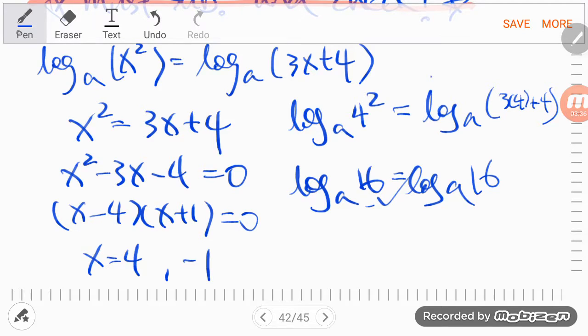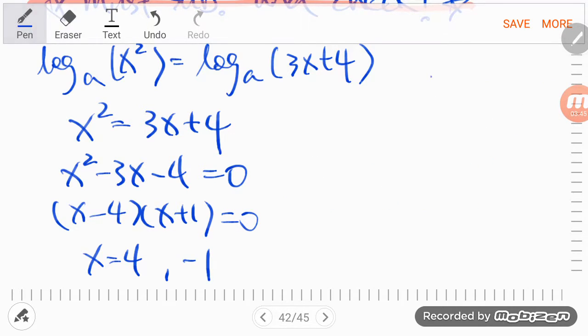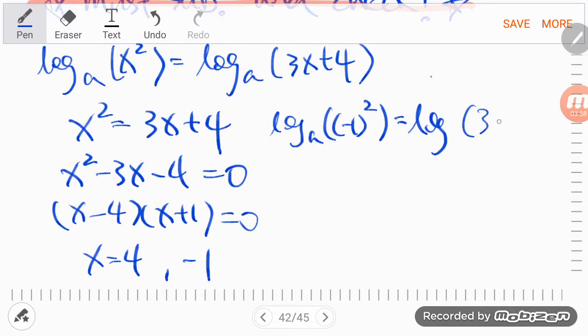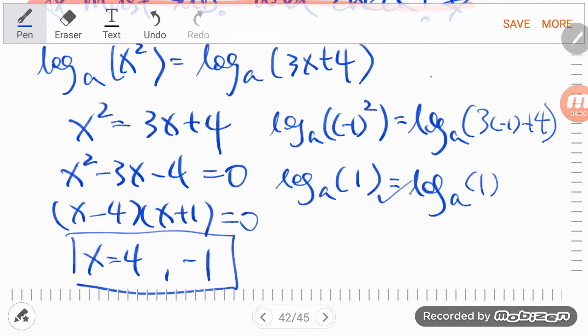Now what if I try this with negative 1? Let me erase all of this. If I try it with negative 1, I will have log of negative 1 squared to the base of a is equal to log of 3 times negative 1 plus the 4 to the base of a. So let's see if this is true. Negative 1 squared gives us 1, and 3 times negative 1 gives me negative 3 plus the 4, I will also get a 1 there. So this is also good. So my x can be 4, my x can be negative 1.